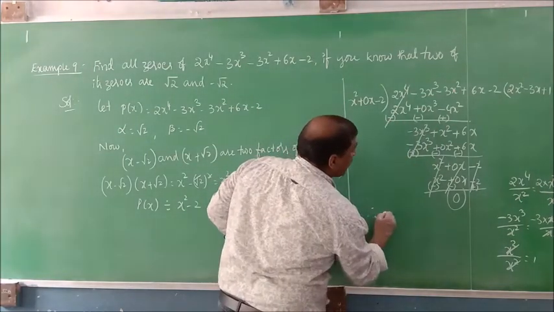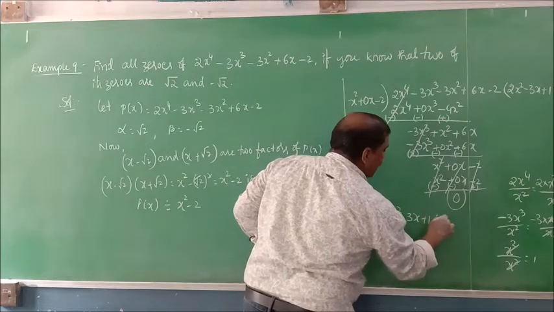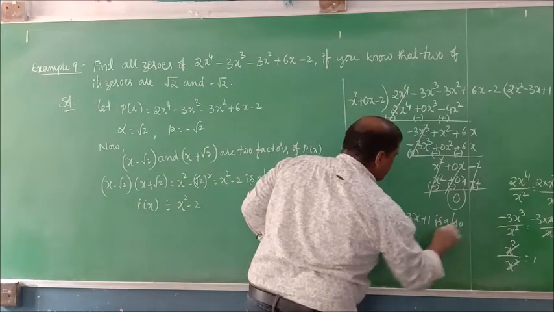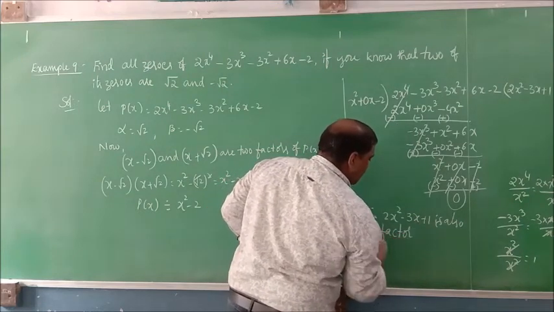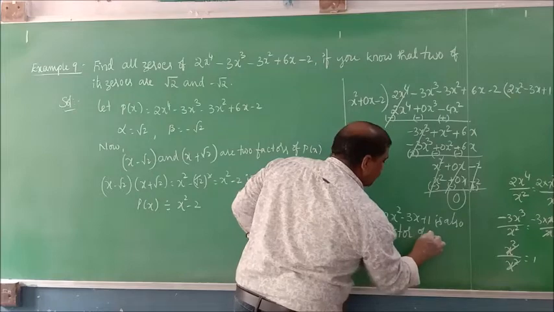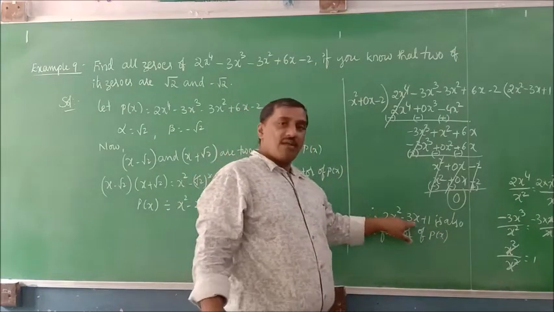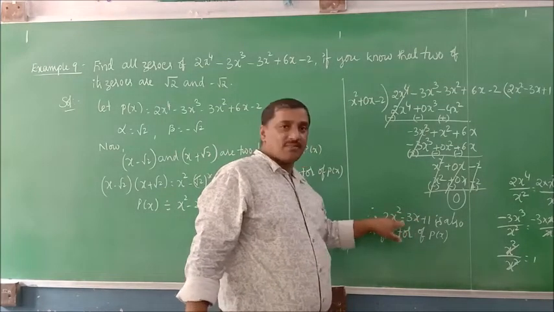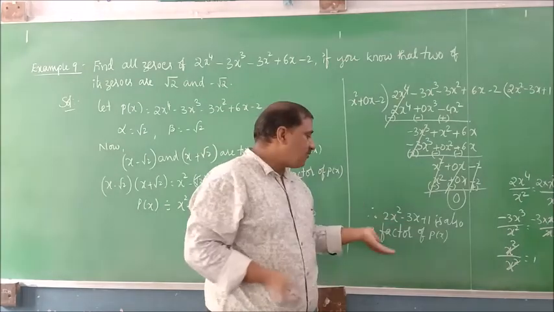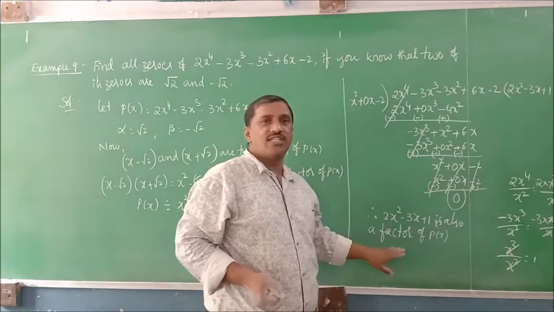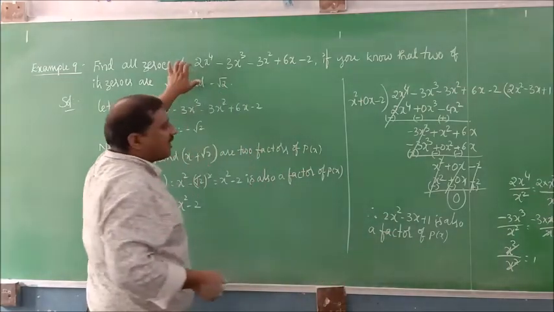Therefore 2x square minus 3x plus 1 is also a factor of p of x. So what is the degree of this quotient we got? It is 2. It is a quadratic polynomial. Now find the factors of 2x squared minus 3x plus 1. Again you will get 2 factors, and from the 2 factors we can find 2 zeros. Those are the remaining 2 zeros of the given polynomial p of x.